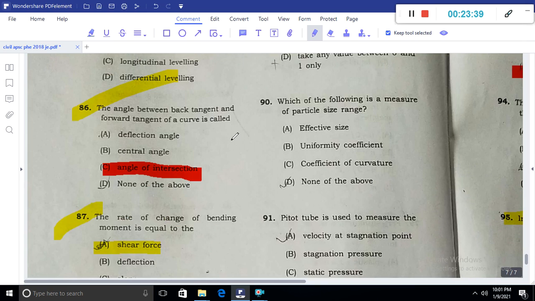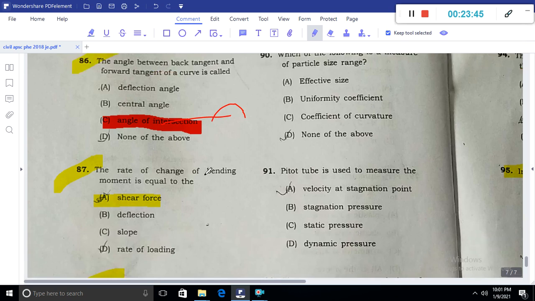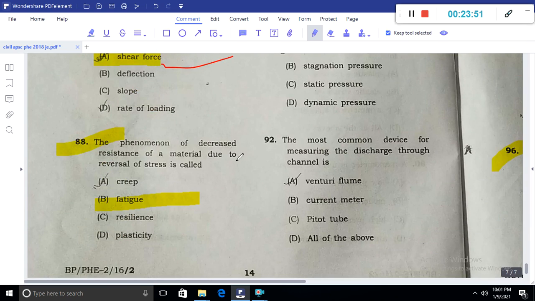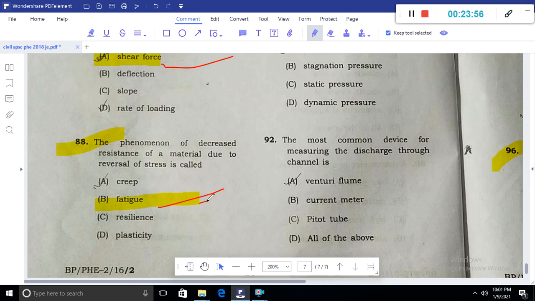The angle between the back tangent and the forward tangent is called the angle of intersection. The rate of change of bending moment is equal to shear force. The phenomenon of decrease in resistance of a material due to reversal of stress: the resistance decreases, and we call that fatigue.